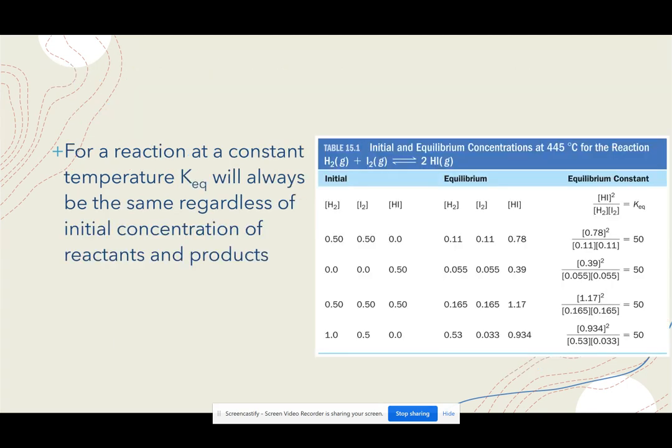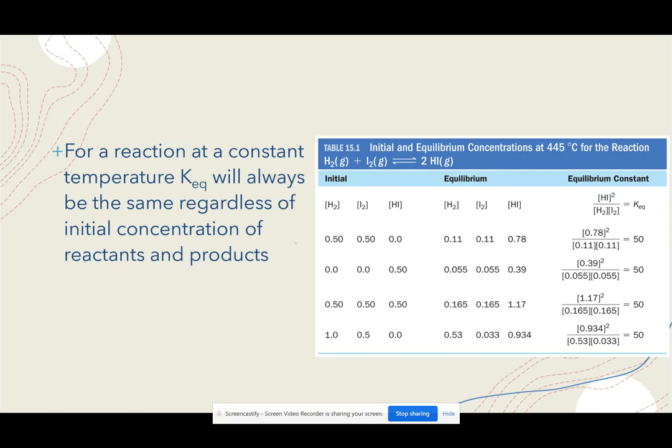It's very important to understand that this equilibrium constant is just that. It is constant as long as temperature remains constant. When temperature changes, K changes. But if temperature is constant, K is going to be constant, regardless of initial concentrations of reactants or products.